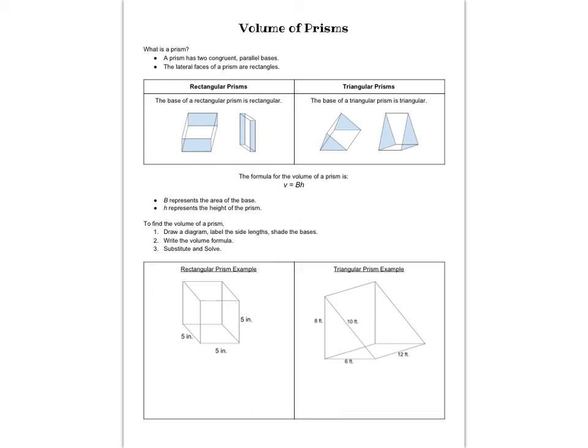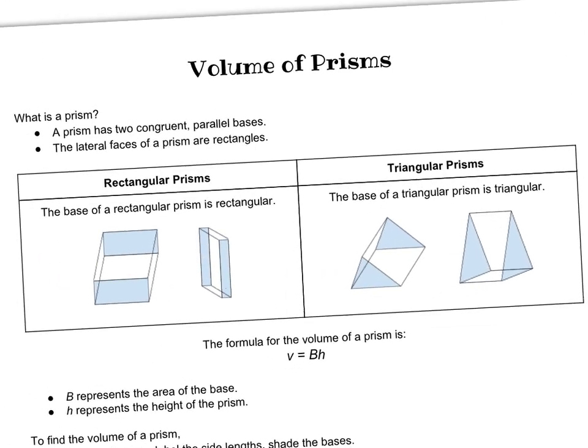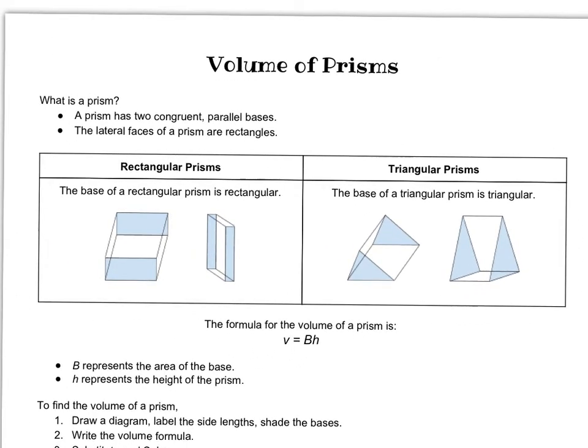So today we are talking about volumes of prisms. Specifically, we want to look at rectangular prisms and triangular prisms. So you might be asking yourself, what is a prism? Well, a prism has two congruent parallel bases.